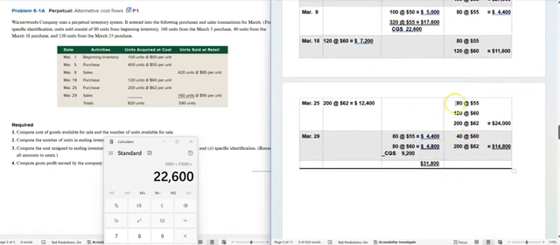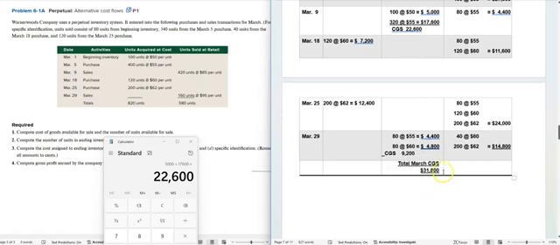That leaves me with none of these, they're all sold. Of the 120 at 60, 80 are sold, leaving me with 40. And I still have all of these in inventory. So my total cost of goods sold for the month of March is $31,800. My ending inventory under the FIFO method at the end of March is $14,800.